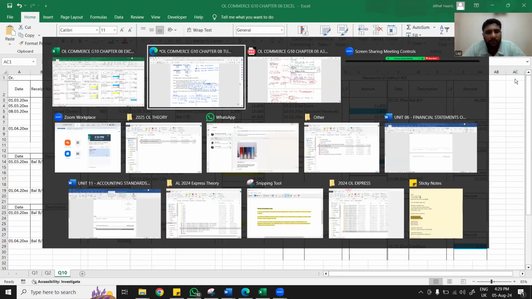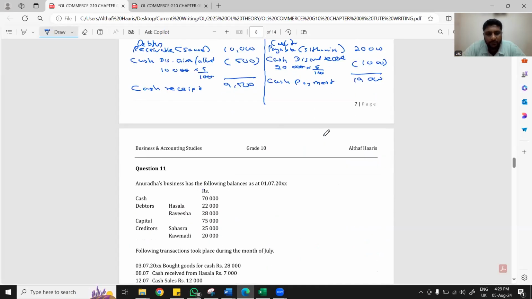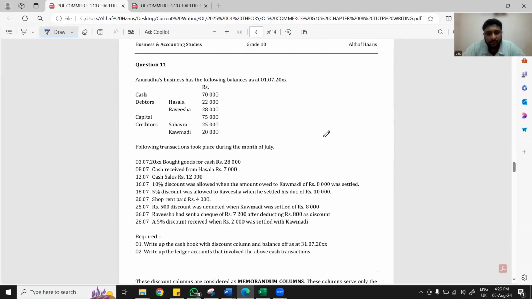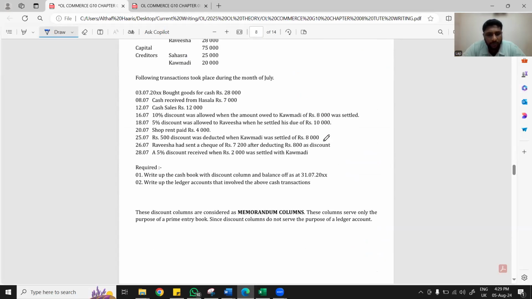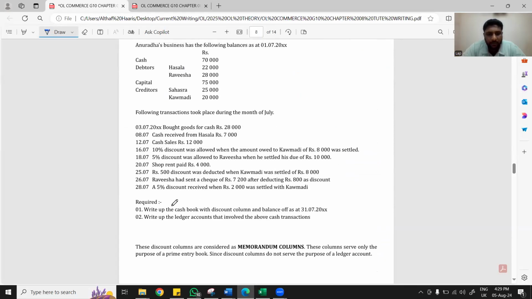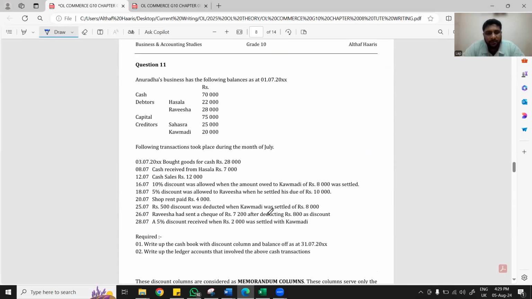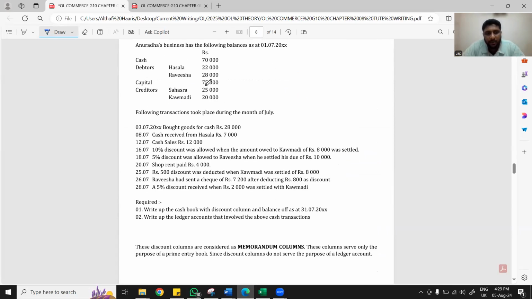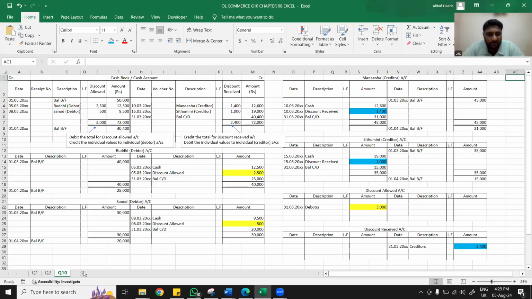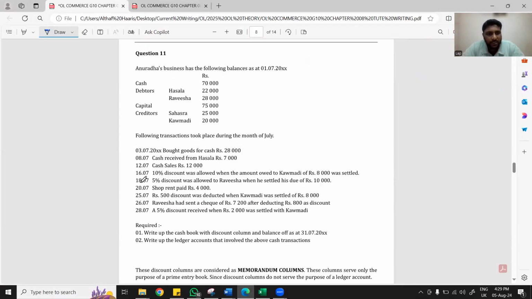Okay. Now let's move to the next question. In this question, write up the cash book with the discount column and balance it, and write up the ledger accounts involved in the above transactions. So again, here also we'll write 1, 2, 3. This time we have to draw 6 T accounts. Let's draw 6 T accounts. Question 11.